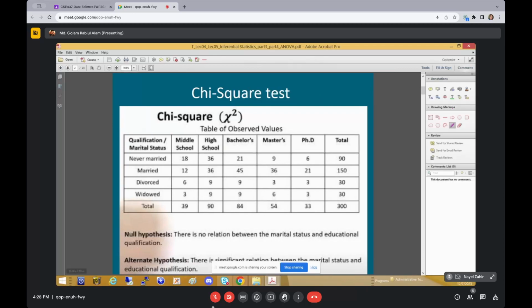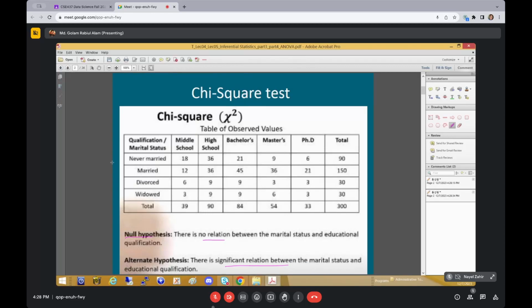So in this case, we have a null hypothesis: there is no relation between marital status and educational qualification. The alternate hypothesis is that there is a relation, a significant relation. So no relation for the null, and here is the significant relation.